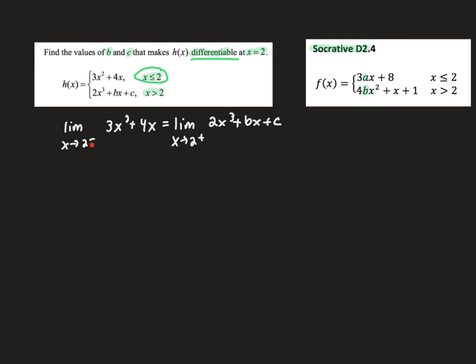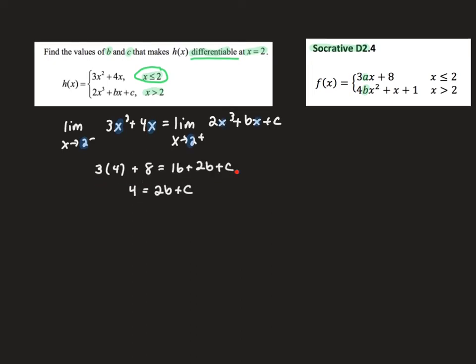So the limit as x approaches 2 from the left, that's this top piece, so I write it there. As I approach 2 from the right, following the bottom piece, I need those two limits to equal one another. Now to evaluate these limits, I'm just going to do direct substitution. My x is approaching 2, so each of these x's, I'm going to substitute in a 2. Evaluating the limits gives me this, and then I pulled all these numbers together to call that a 4. And this is 2b plus c.